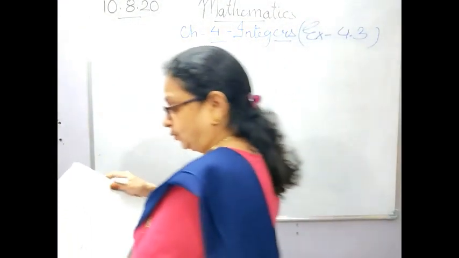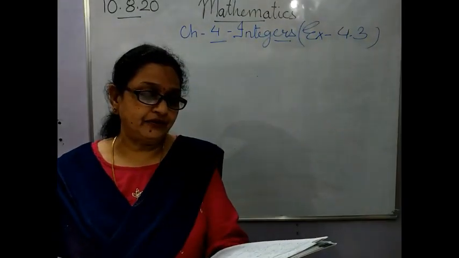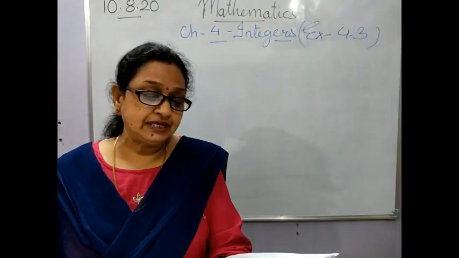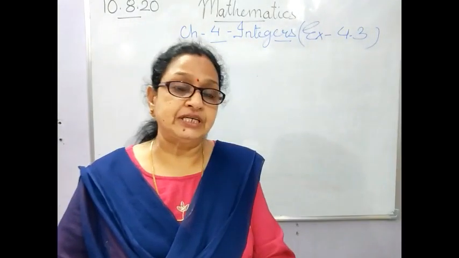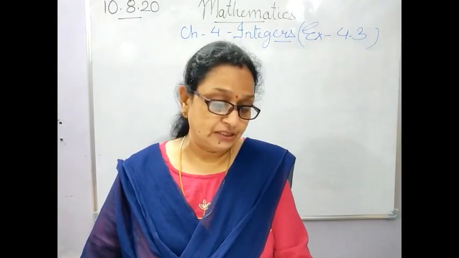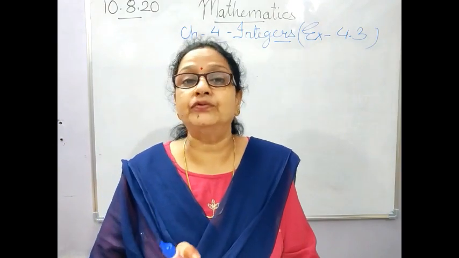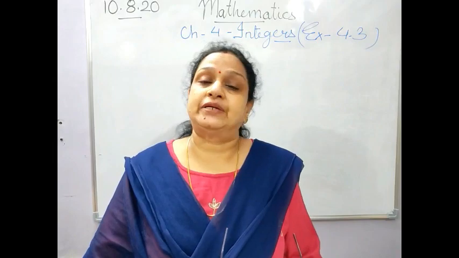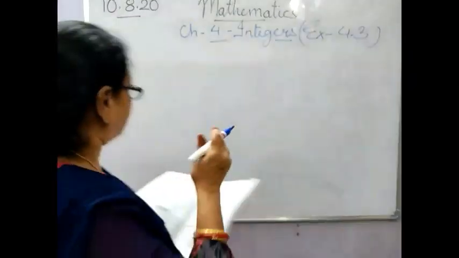So now we will do question number 4. The question is: subtract minus 3 from 59 and then 59 from minus 3. That is, 59 minus 31 is equal to 31 subtracted by 59. You have to prove whether both the expressions are equal or not. So I will explain how you have to do it.